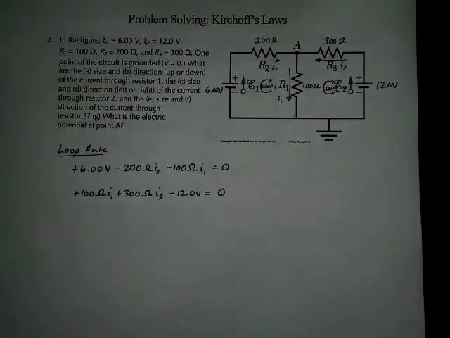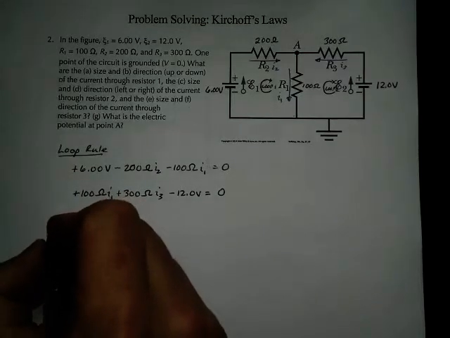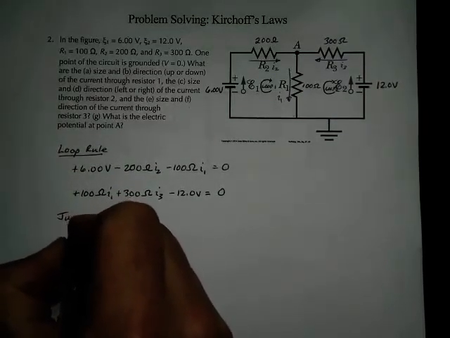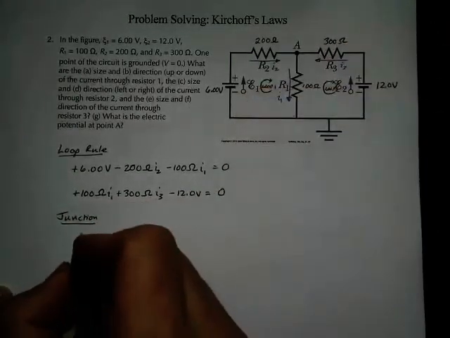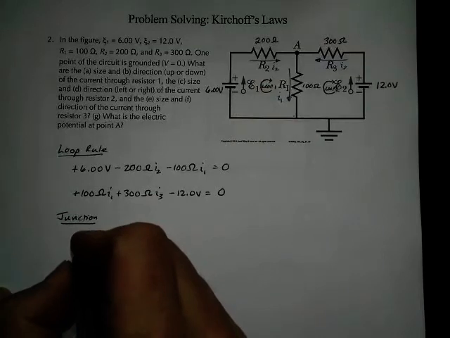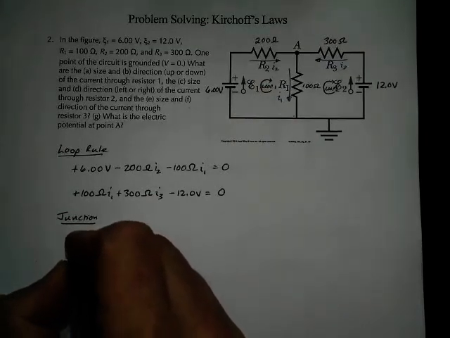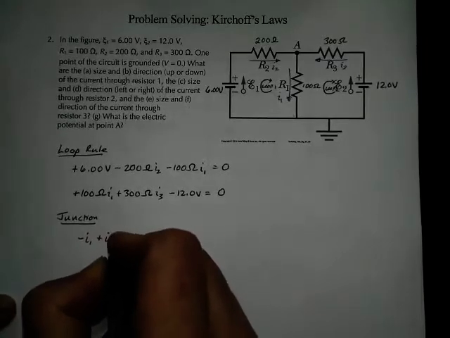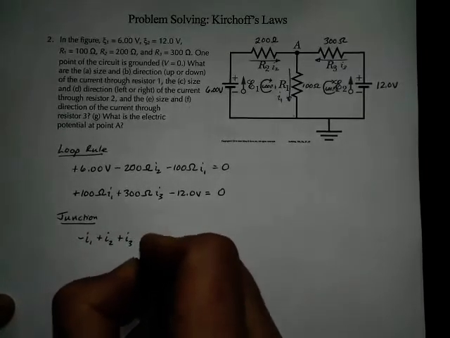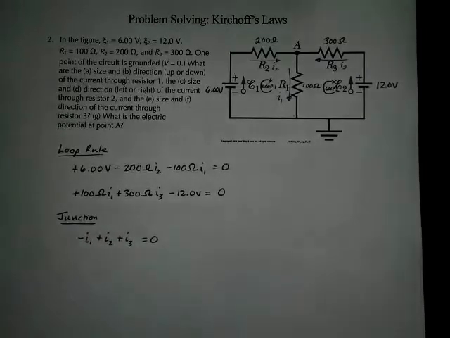Again, I could go the outer loop here, but that's not going to give me a unique equation that will help me solve for the unknown current. So I have to look at one of the junctions. If we look at the junction at the top, the currents coming in are I2 and I3, so we would have minus I1 plus I2 plus I3 equals 0. And there I have my 3 equations that are going to allow me to solve for the unknown currents.